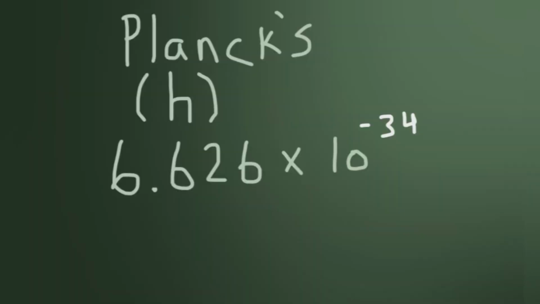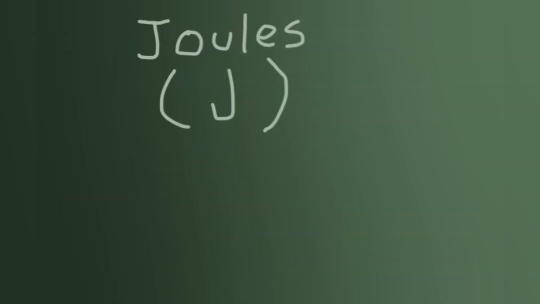This is Planck's constant. This will be important to remember later. It's the measurement that describes the relationship between a photon and its frequency, or the energy of a photon, I should say. Planck's constant is symbolized by the letter h, and the value is 6.626 times 10 to the negative 34th power. And this is a joule, another unit of measurement for energy, represented by J. It measures the amount of work done when the force of 1 Newton moves an object 1 meter.